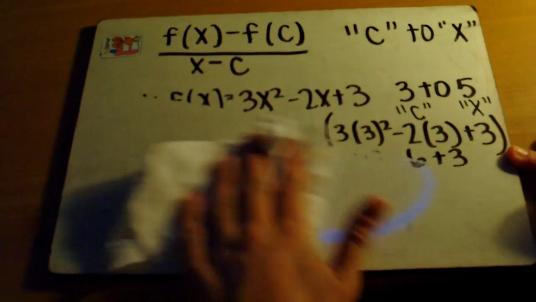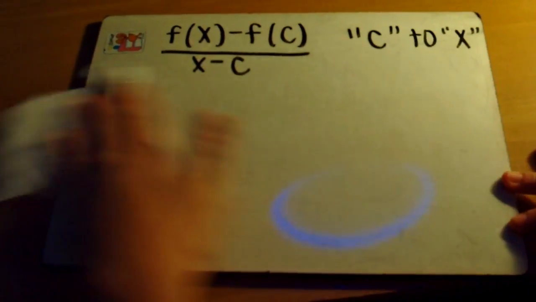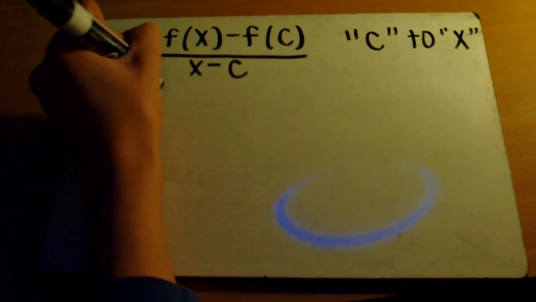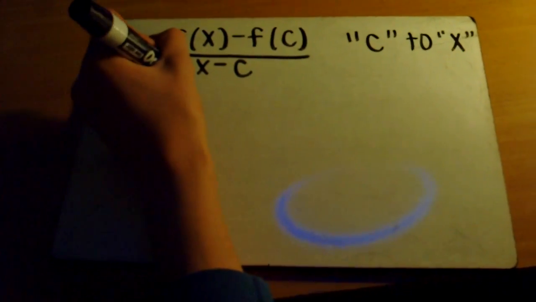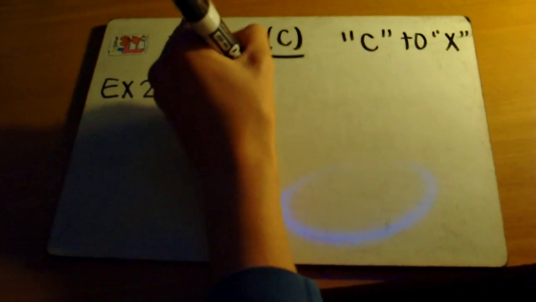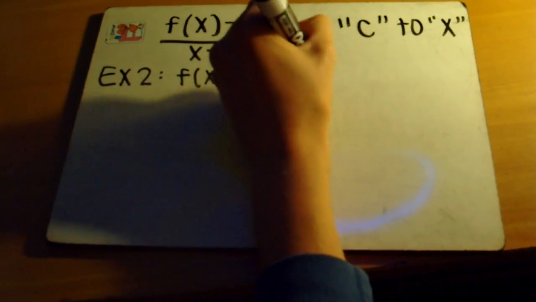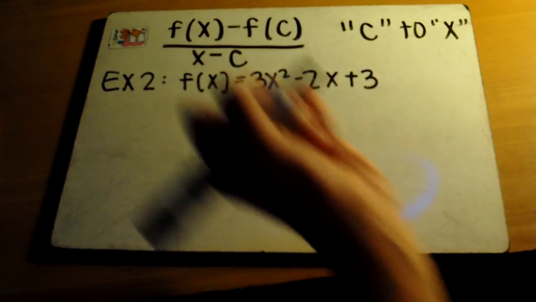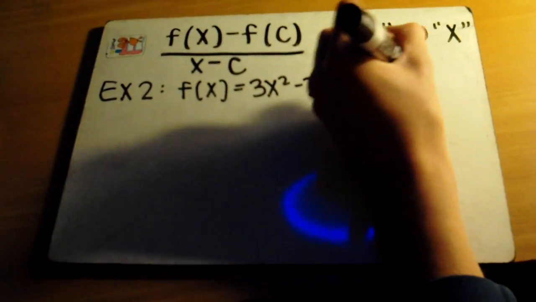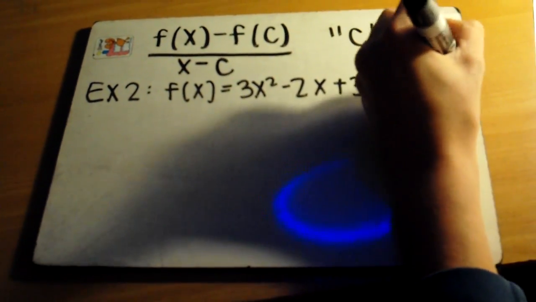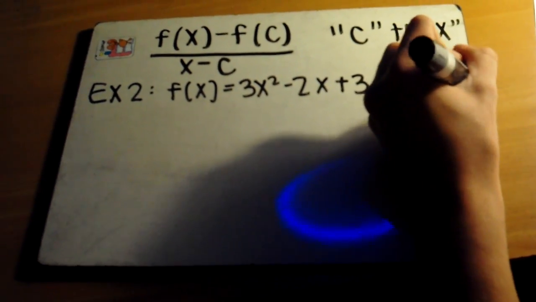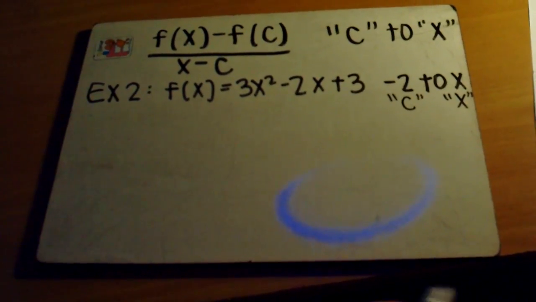Now we're going to do one more example on how to find the average rate of change. This could be example 2. We're going to use the same equation, f of x equals 3x squared minus 2x plus 3, except this time the rate of change is going from negative 2 to x. And don't forget to label c and x, just like we did before, so we don't forget.